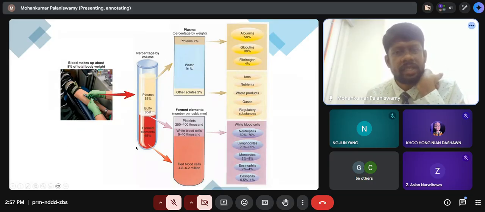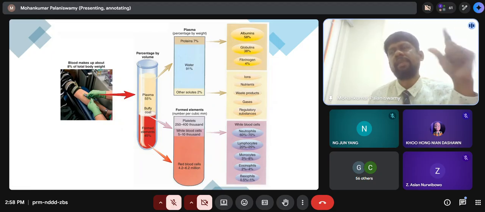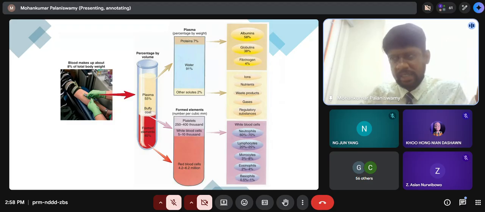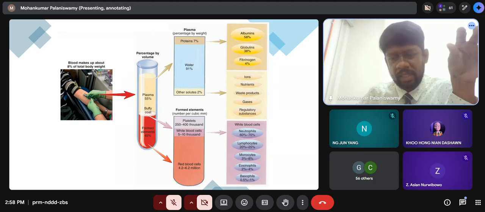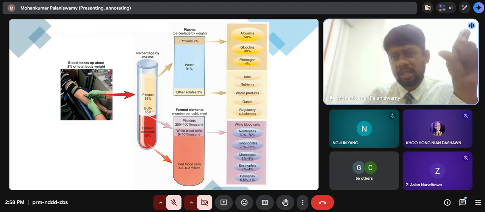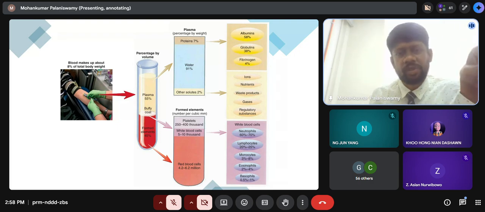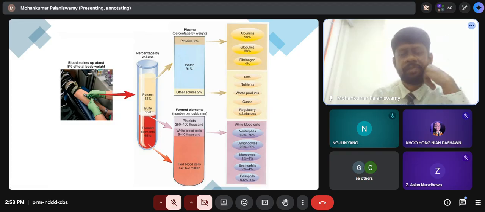So this is how our blood looks after undergoing the centrifuge test. The plasma will be on the top. Imagine that you have a transparent glass, and you have oil and water inside it. You just mix it. After some time, you can see the oil is on the top and the water is on the bottom. Likewise, here also, after the centrifuge test, the plasma will be on the top and the formed elements, that is the platelets, WBC and RBC, will be at the bottom.